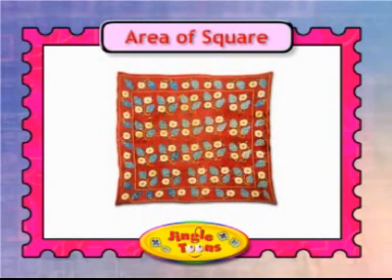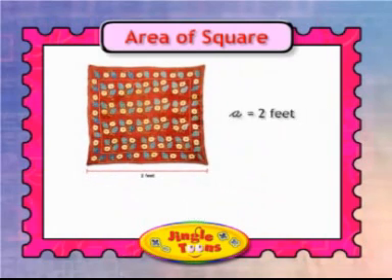If you have to measure the area of a square-shaped cloth with the side length of 2 feet, then A is equal to 2 feet. So, area is equal to 2 multiplied by 2. Thus, area is equal to 4. And since we measured the side length of the square in feet, the area will be 4 square feet.